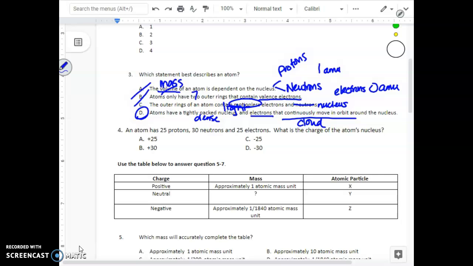Number 4, an atom has 25 protons. All right, so we should know that protons have a positive charge. So if I've got 25 protons and 30 neutrons, okay, so 30 neutrons have a neutral charge, so a bunch of little nothings, and 25 electrons. What is the charge of the atom's nucleus? So if we know the nucleus is made up of protons and neutrons, then we're looking at these two right here. So this doesn't do anything to the charge because it's nothing, so the correct answer is going to be plus 25.